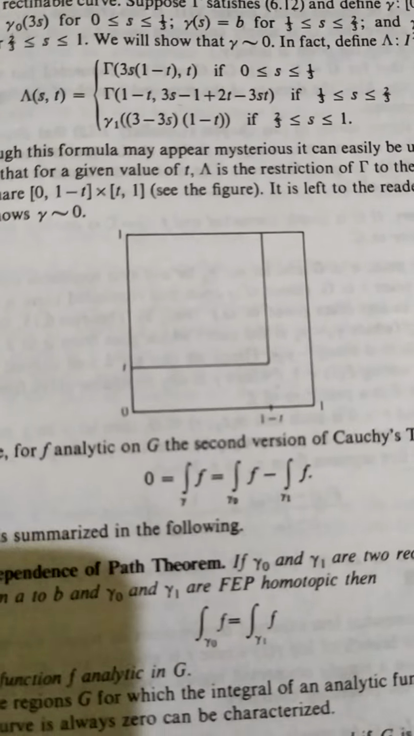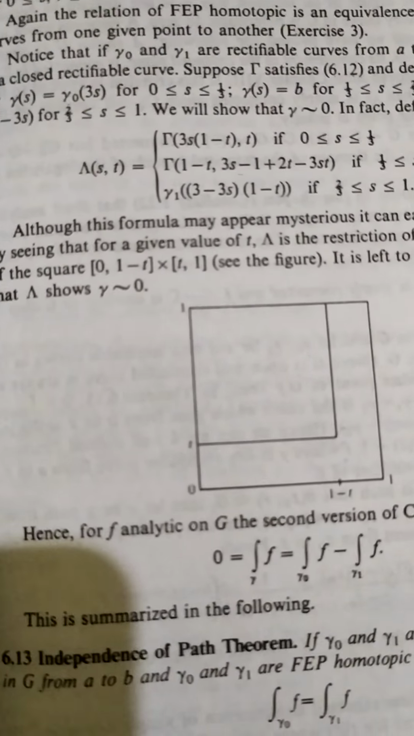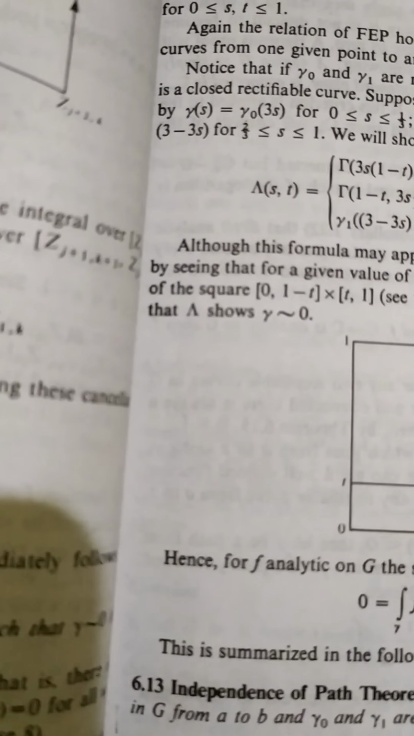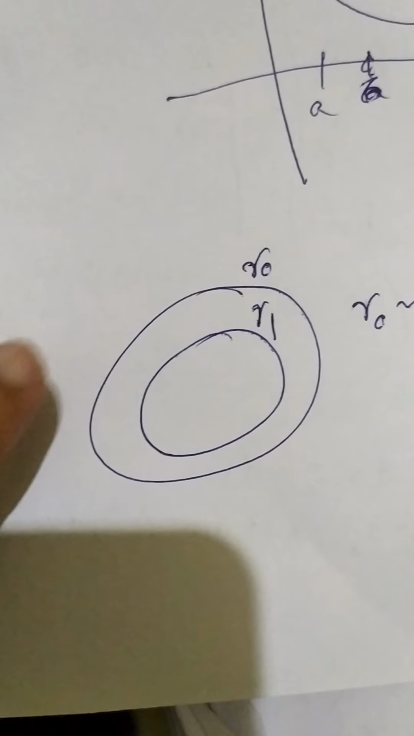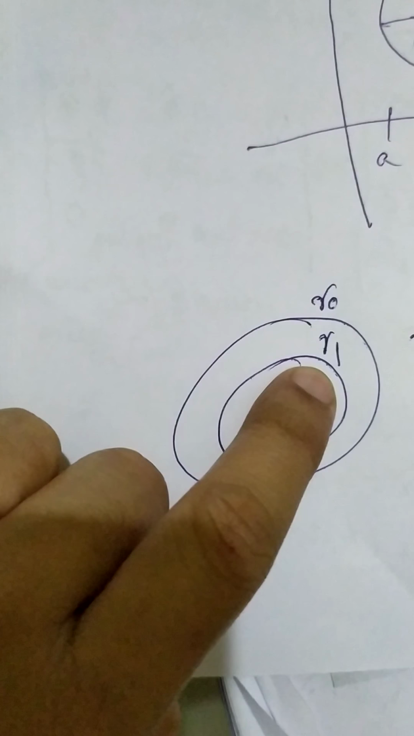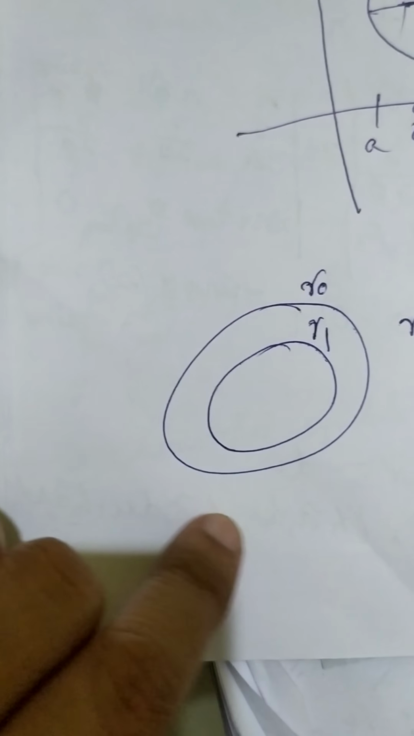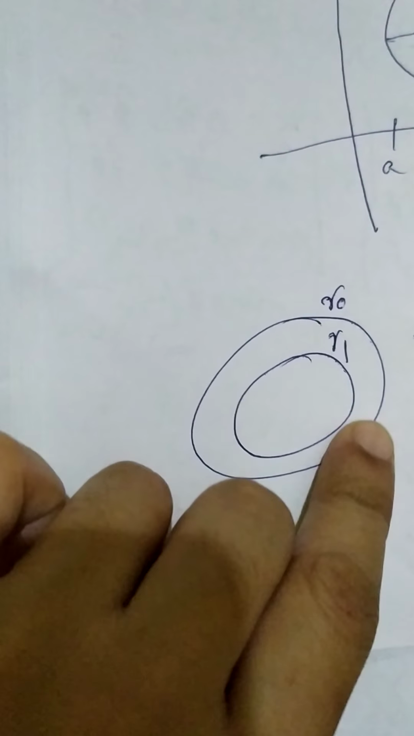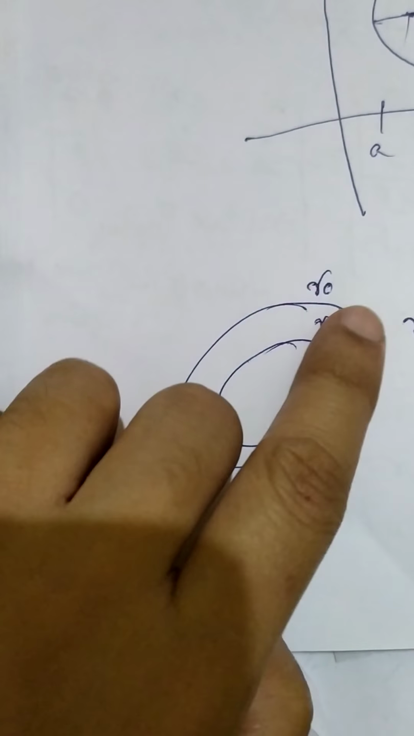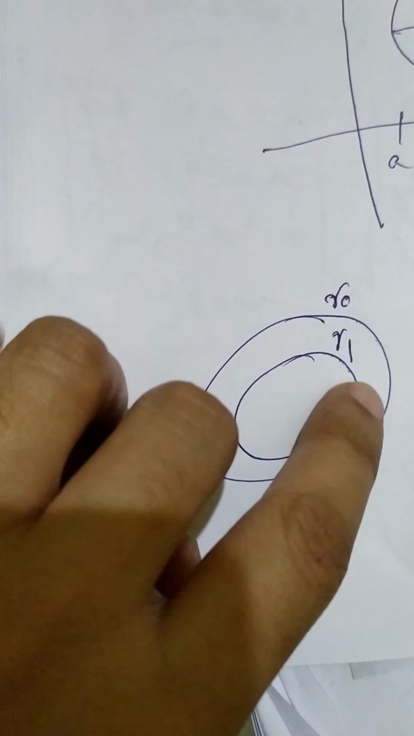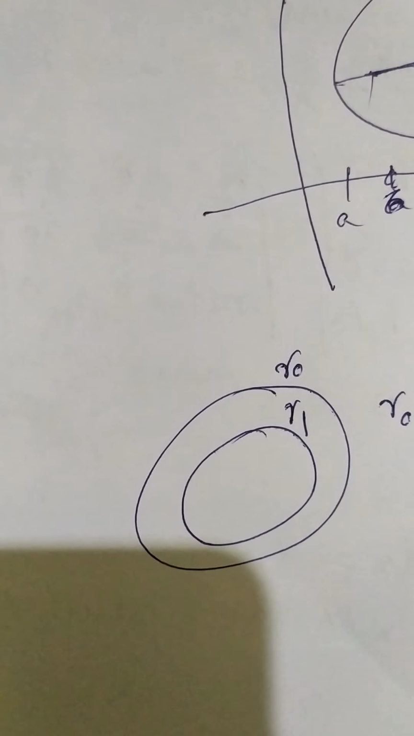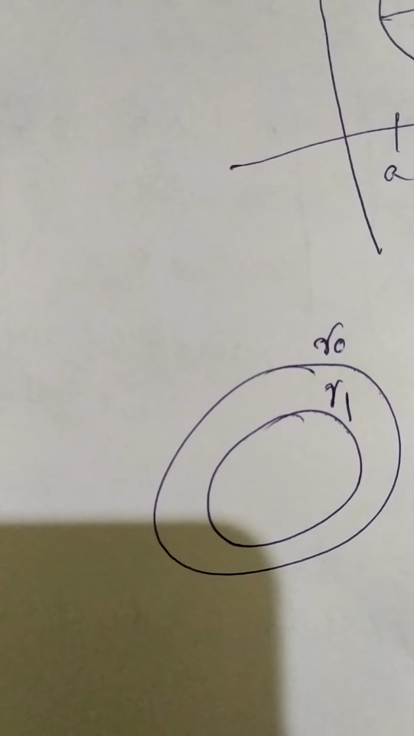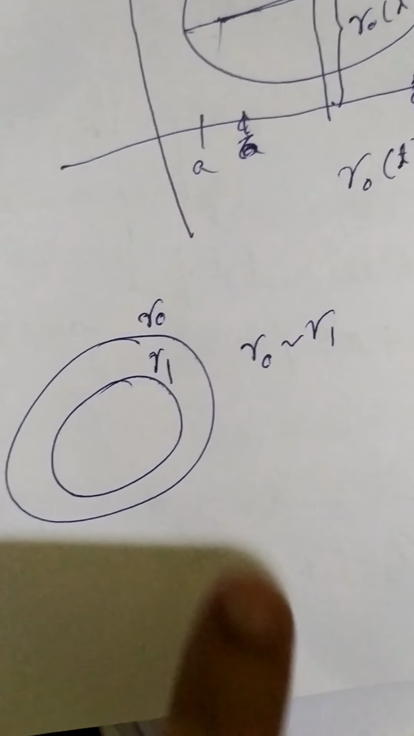First you have to remember what a homotopic path is. I am going to give some example. Direct homotopic path: these are gamma naught and gamma 1. These are two closed rectifiable paths. Closed means the beginning and ending points are the same. Rectifiable means it has finite length, it can be measured. So gamma naught and gamma 1 are homotopic. This is the symbol for homotopic.